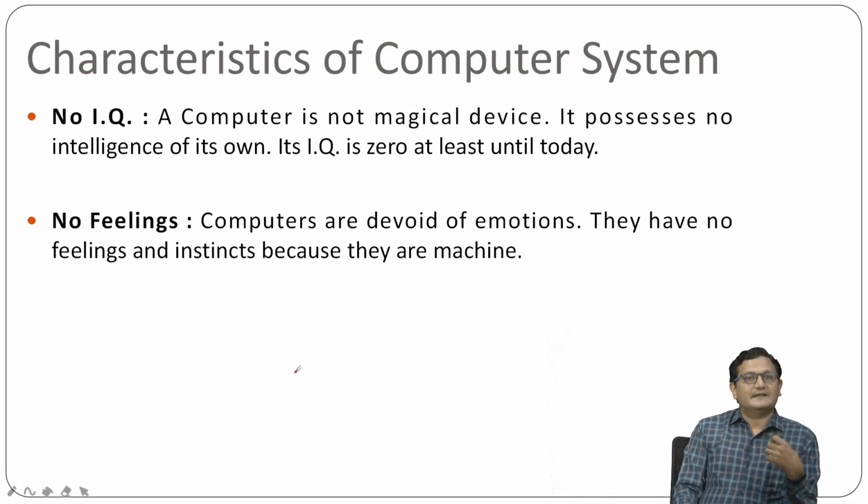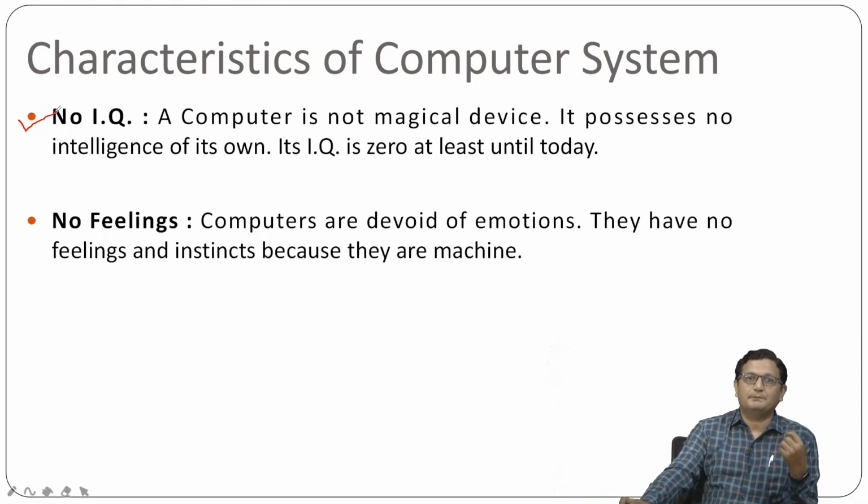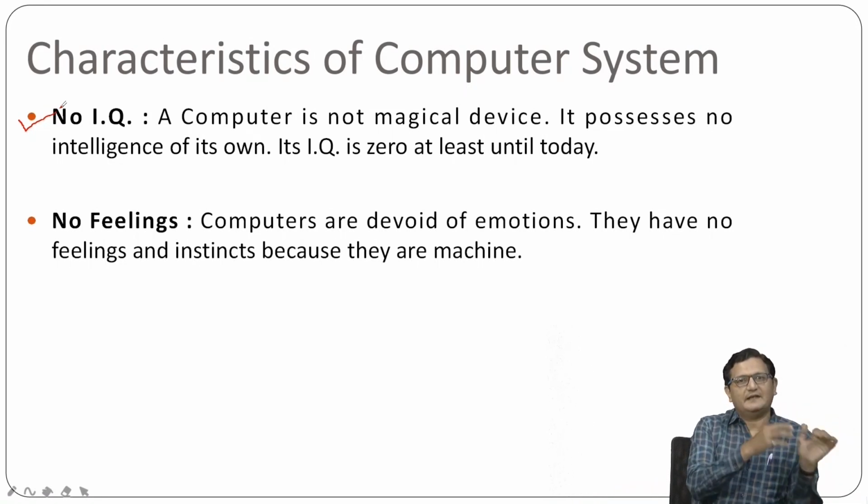Two more characteristics are there, and that is not an advantage of the computer, but a drawback of the computer. Computer does not have IQ. So computer does not have its own intelligence. Computer does not have a brain. Computer can't think. Whatever program we have inserted, computer can execute it.